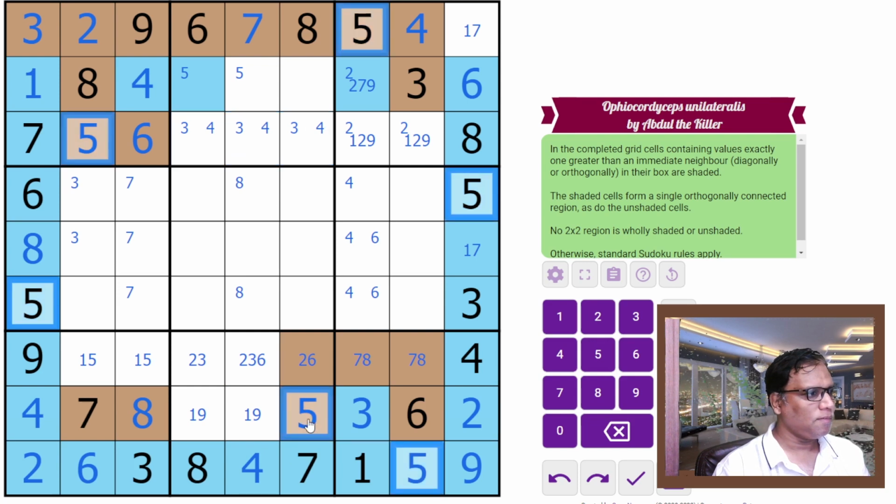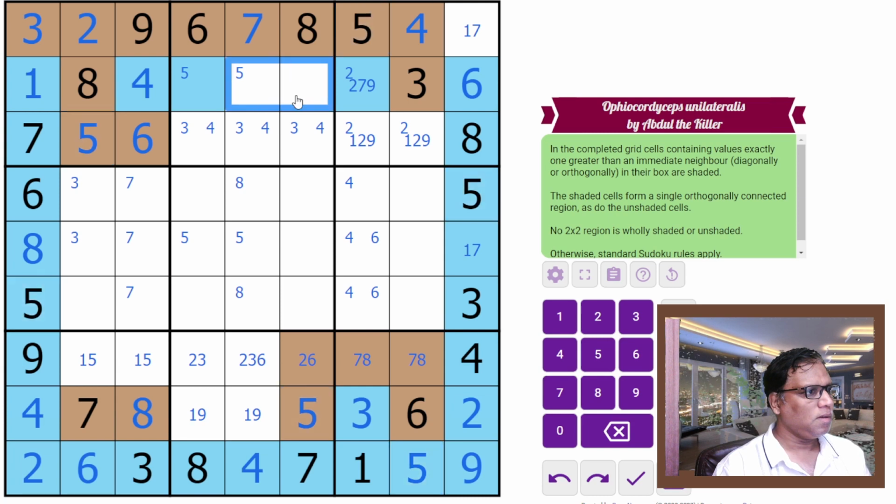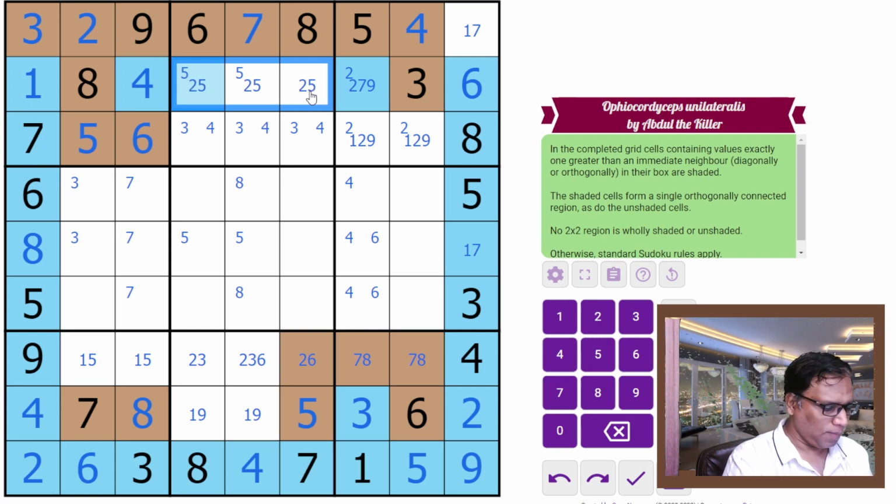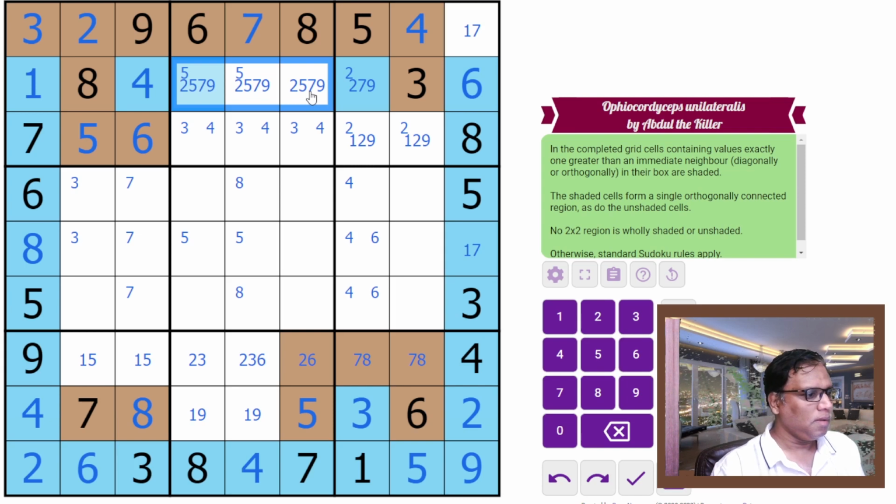Five. Yeah, 5 is somewhere here. Oh, these 3, right? This is 5279. Is that correct? I just put that. No? 2579. And by Sudoku, oh, no, not 7, not available. 2, 5. Oh, that's 7, right? By Sudoku, that's 7, right?